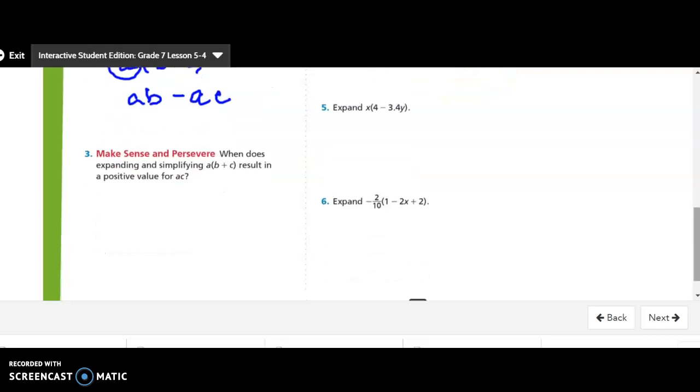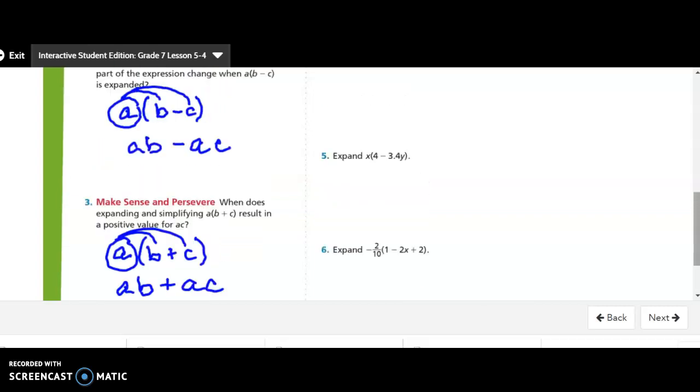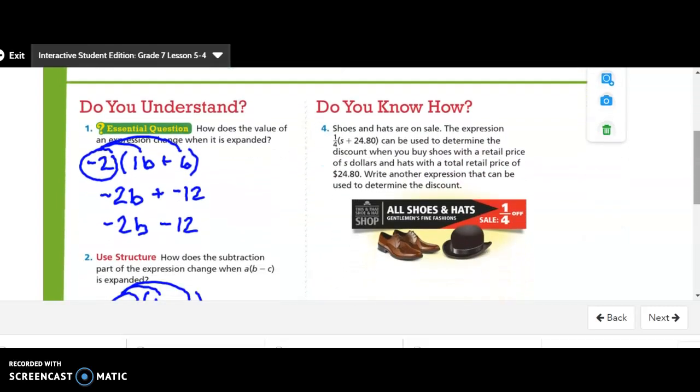We can do the same thing with an addition example. If I have A times B plus C, I can take the A on the outside and multiply it in. A times B plus A times C. All right, let's look over on the right-hand side at some examples with numbers.